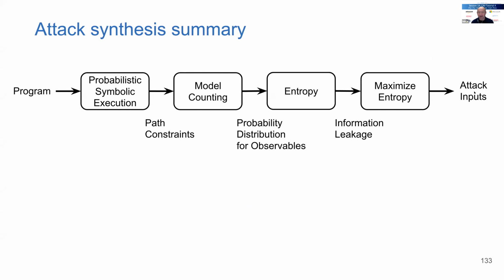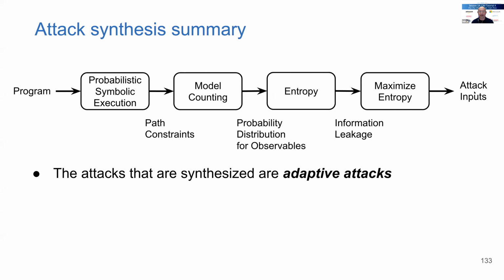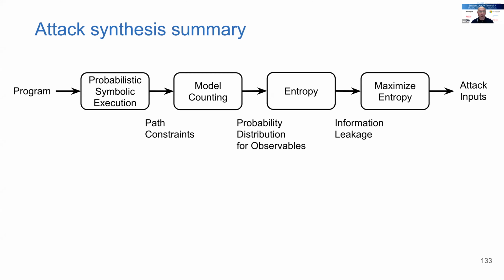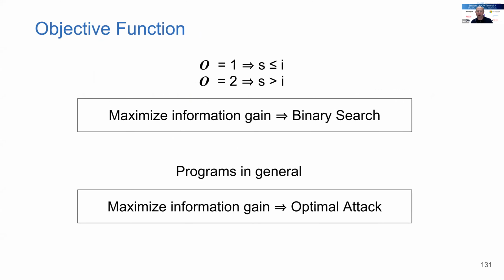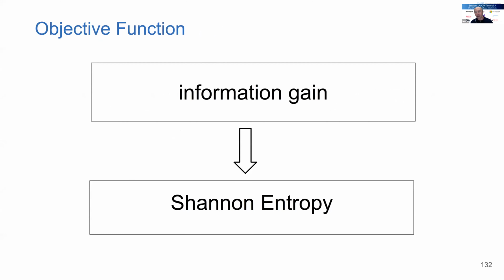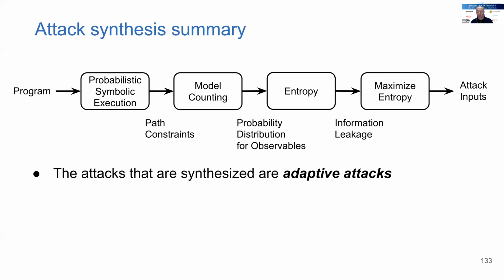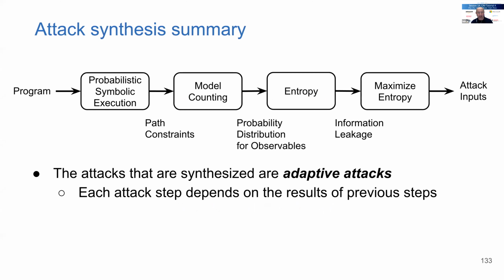So we did implement this: automatically generating attacks based on maximizing the entropy. The cool thing here is that if you maximize the entropy, you get binary search automatically. So you can synthesize the binary search algorithm by the principle of maximizing information gain. But this can be done for any program, not just this simple binary search predicate. You can do any program, you can do the search. We implemented this. The attacks we generate are adaptive attacks.